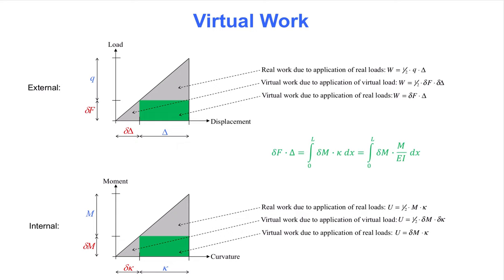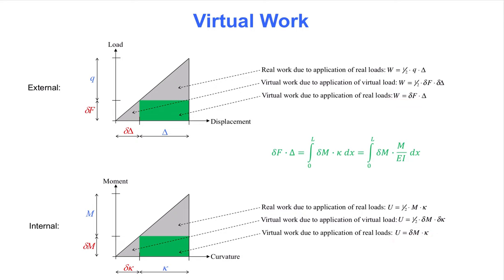Attention now turns to the green rectangles. These rectangles illustrate the virtual work that is carried out by the virtual force when the real loads are applied. Notice that these green rectangles are virtual force times real deformation. Because of the rectangular shape, this work does not contain the factor 1/2.